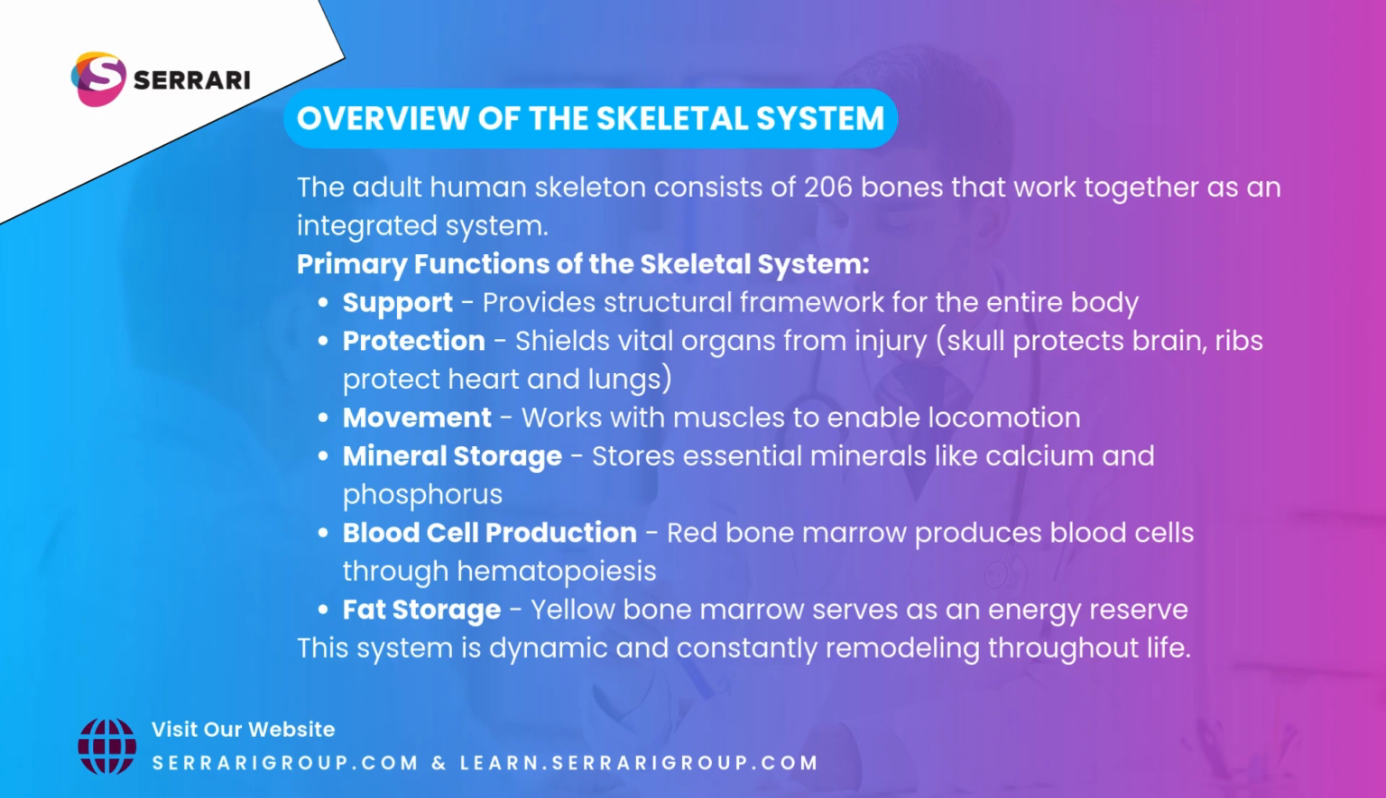Mineral storage stores essential minerals like calcium and phosphorus. Blood cell production: red bone marrow produces blood cells through hematopoiesis. Fat storage: yellow bone marrow serves as an energy reserve. This system is dynamic and constantly remodeling throughout life.